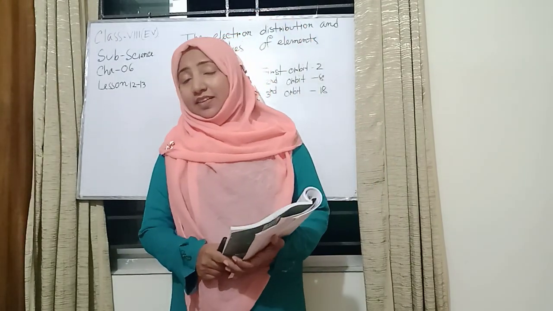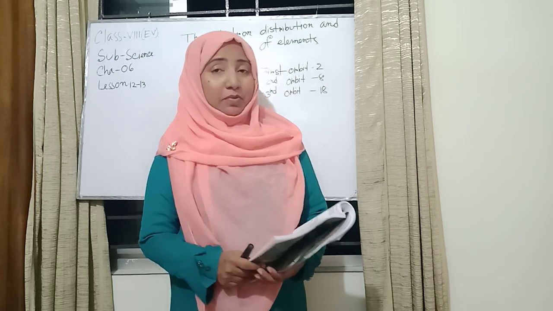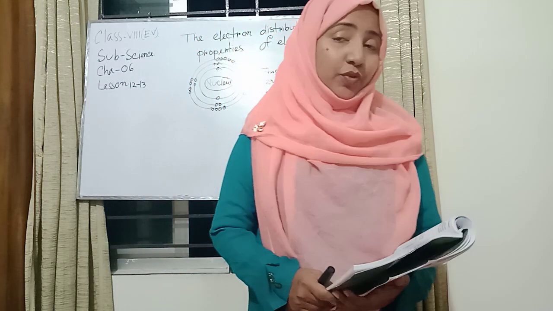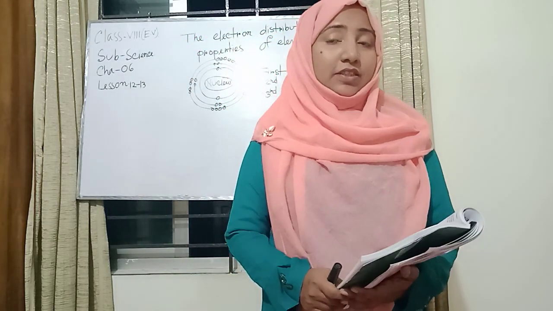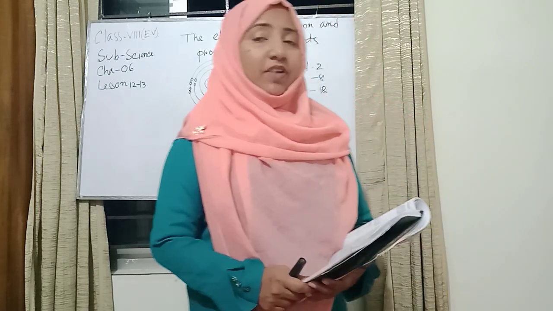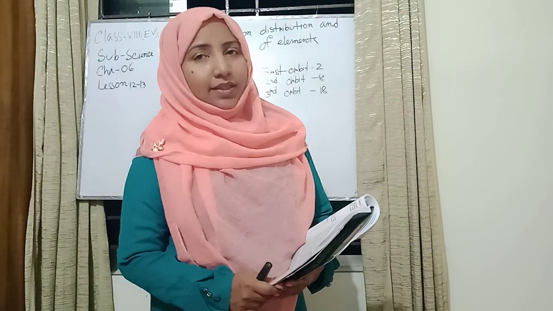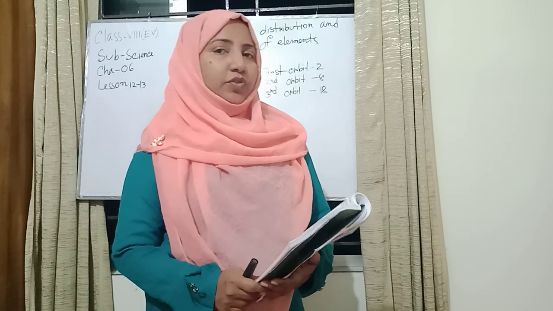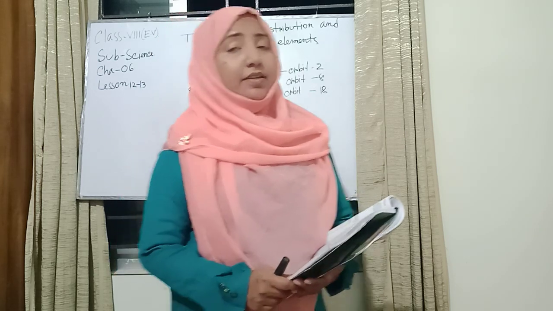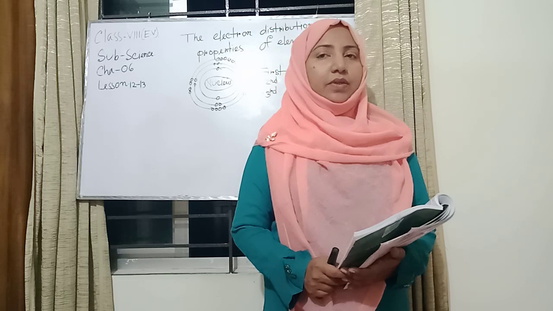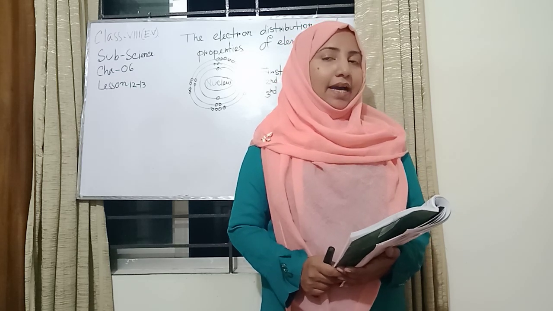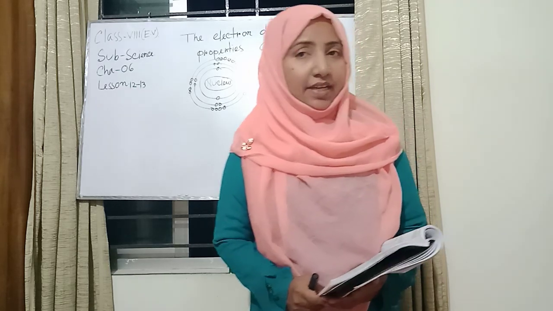In the previous class, we explained the orbits. Here, I will draw the three orbits. The first orbit fills up with 2 electrons. In the second orbit, we know that it fills up with 8 electrons. And the third orbit, we explained, fills up with 18 electrons.